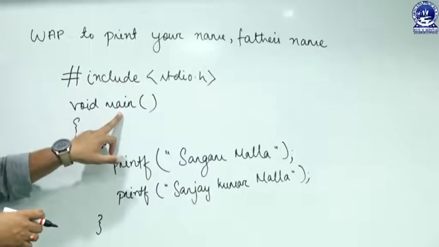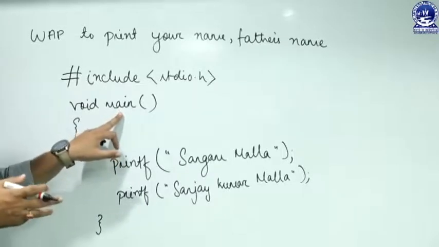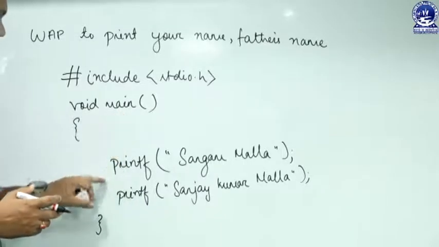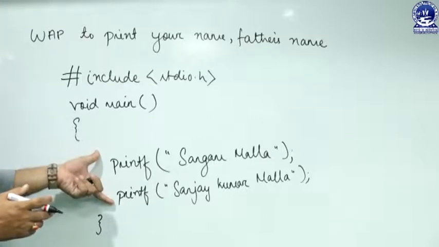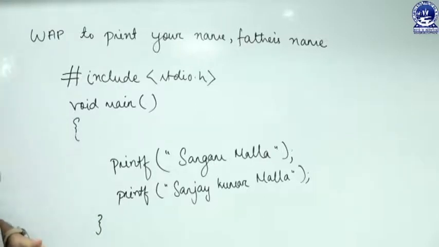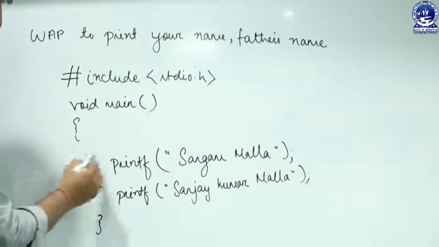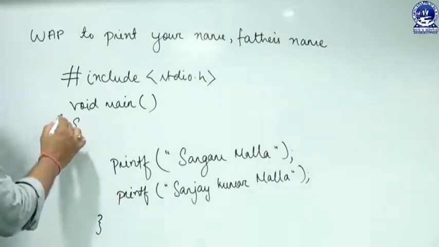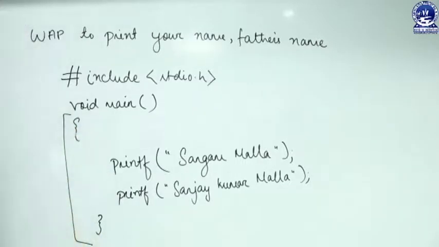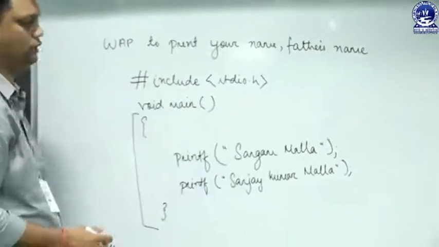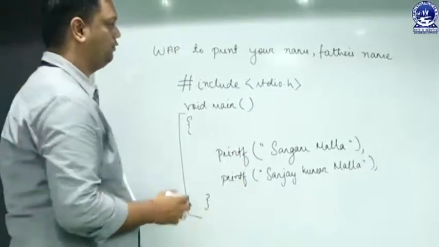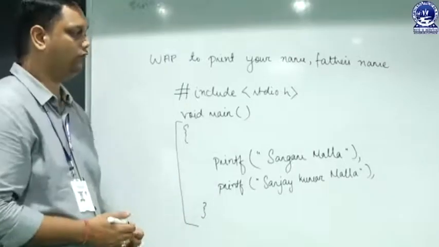Next, the most important function is the main function. Then I have to print my name and my father's name. Whatever the body of the program, it must lie within the main function, so it is enclosed within the curly bracket. So this is just an example of how to print your name and your father's name.